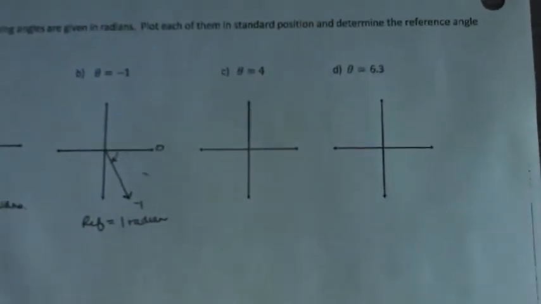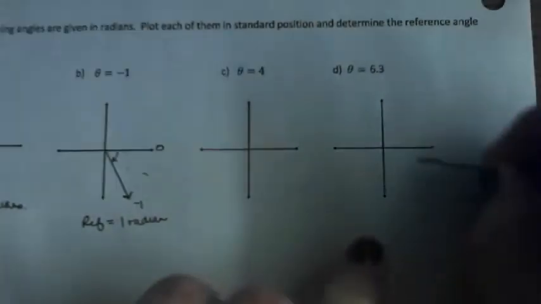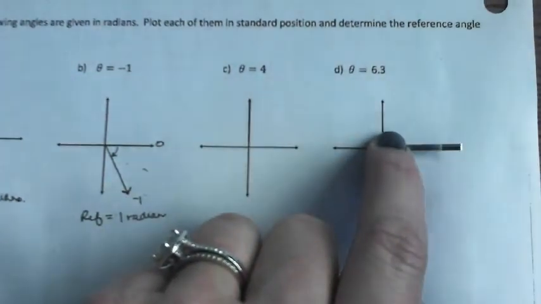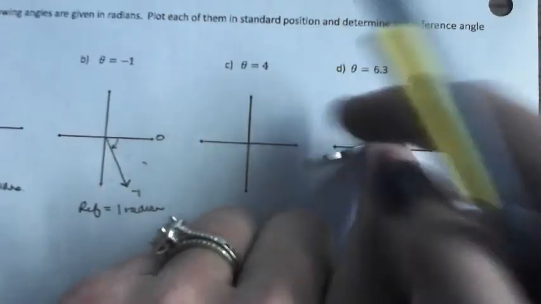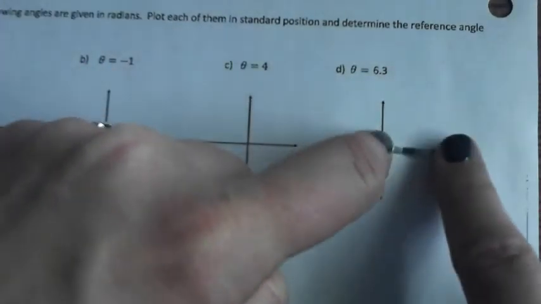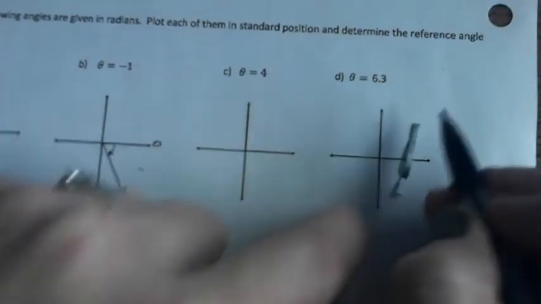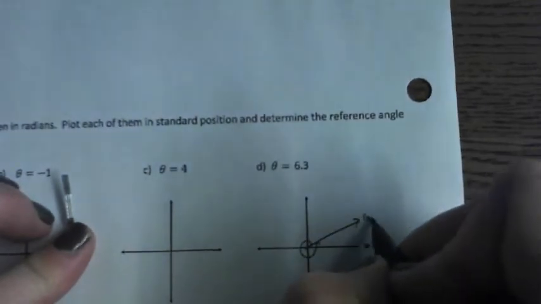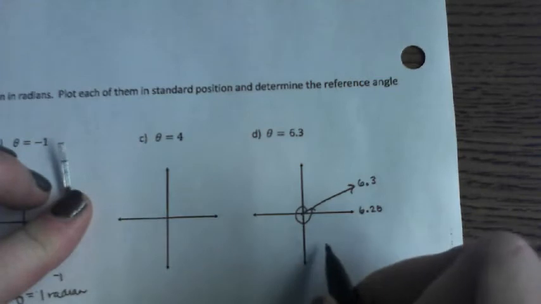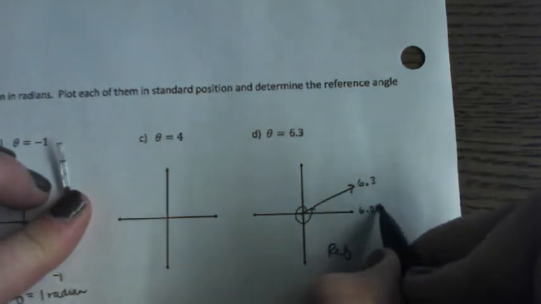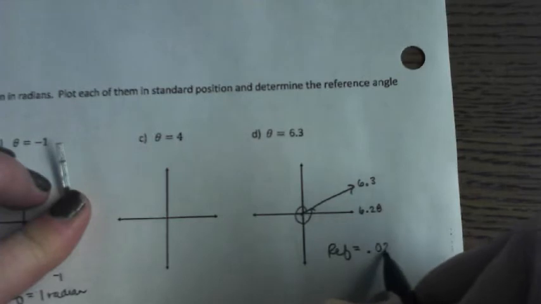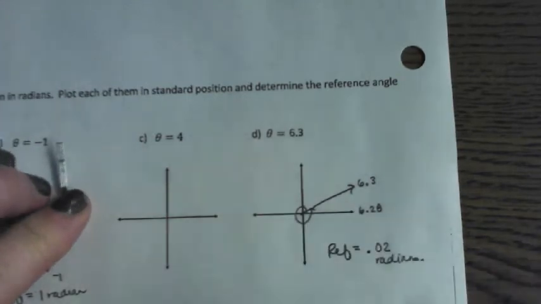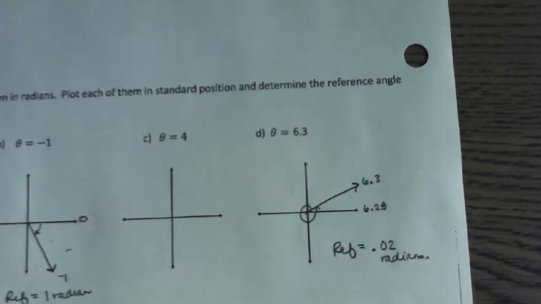And then let's just jump to that last one, 6.3. What's a full circle again? 6.28. So if I go around 6.28, I have to go an additional, how much? 0.02. Very good. So 6.28 is here, and I'm at 6.3. So my reference angle, that's 6.28. My reference angle is 0.02 radians. Good? Any questions?